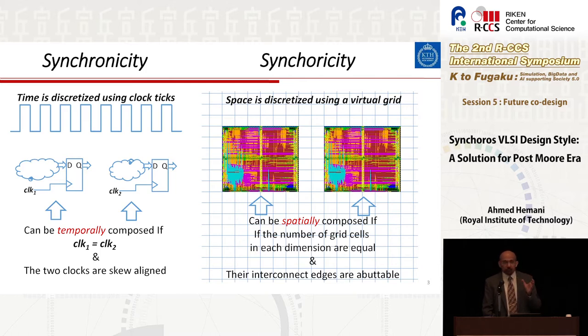Synchronicity is derived from the Greek word chora, which stands for space. In that, rather than discretizing the time, we discretize the space. And we do that with a virtual grid, and we design synchronous building blocks that we call silicon Lego blocks or Silago blocks, that occupy an integer number of these grid cells, and their edges that are relevant are made functionally compatible, and they compose by abutment. So you don't have to do anything more than that to create abutment. That's the advantage that we get.